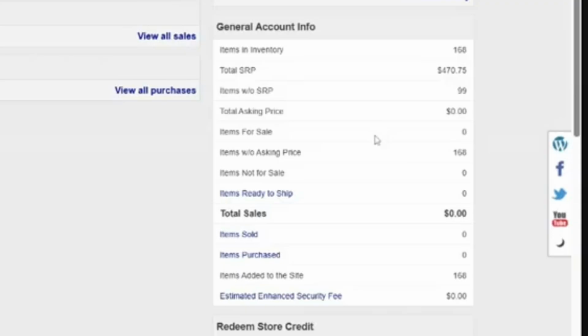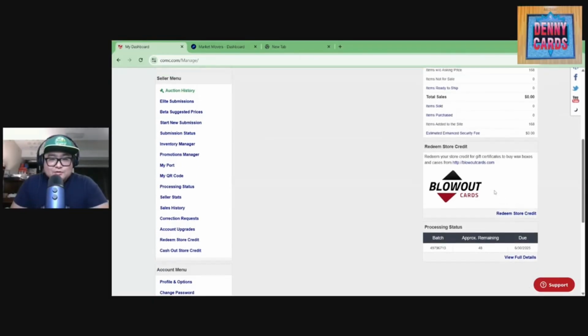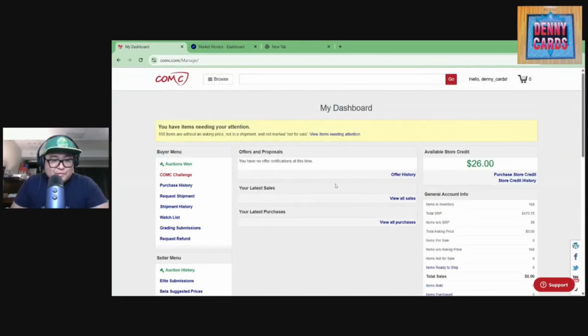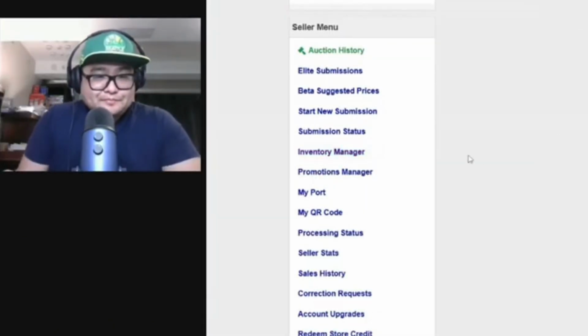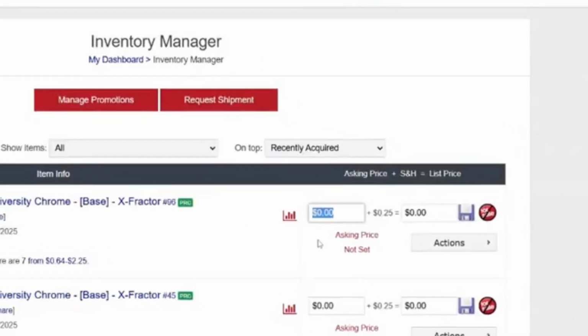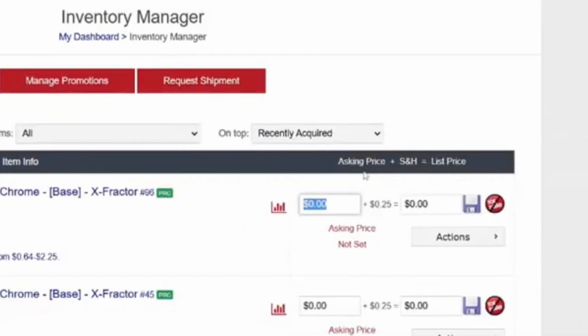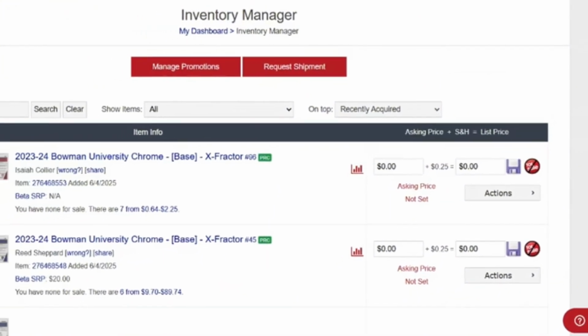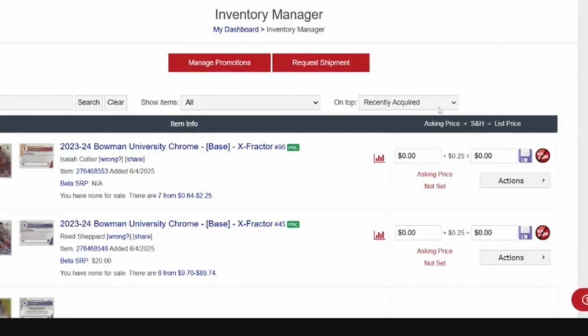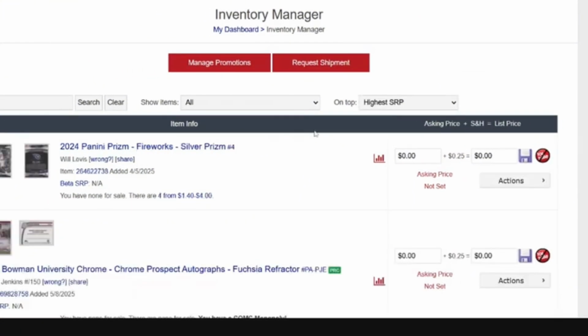For some reason, I really thought that I would try to wait until all 210 were up, but I realized I just can't keep waiting. So here we go. I'm going to look at my inventory manager. And here we are. So I don't know how they sort this, or maybe it's recently uploaded or something like that. Maybe we'll start with the highest SRP, suggested retail price.